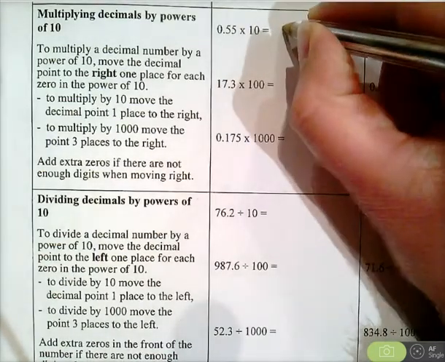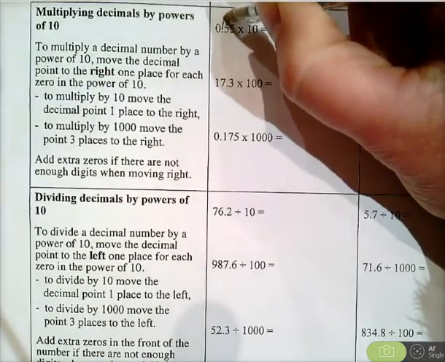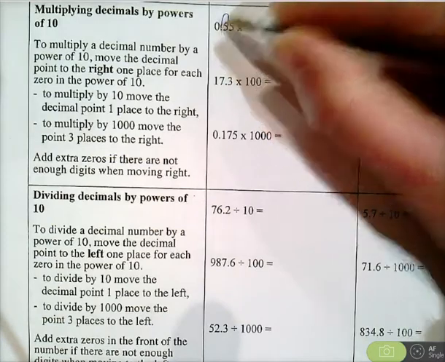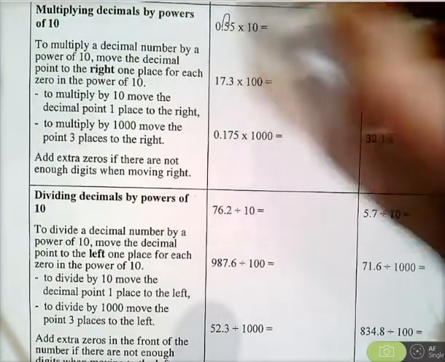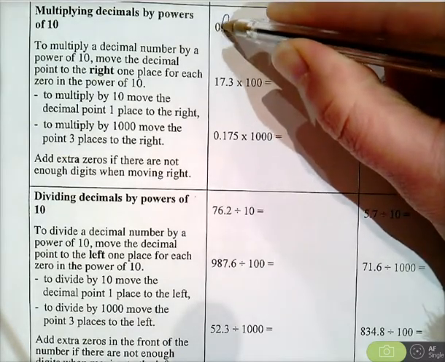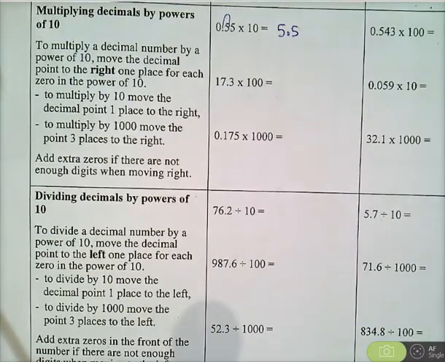So in my first question, I've got 0.55 times 10. I look at where my decimal point is, and it's before the 5. So what I need to do is move this decimal point 1 place to the right. Instead of the decimal point being before that first 5, it's now between the two 5s. So my answer is 5.5.